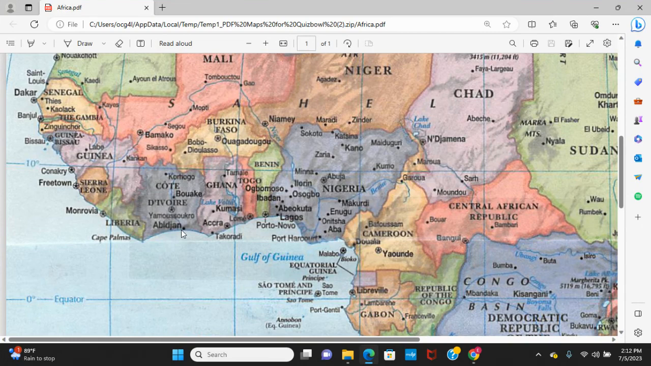By the way, these maps date from 2012. I got them out of the 2012 World Almanac, and so therefore there are going to be particular parts, especially when we get over here to Sudan, that are going to be somewhat outdated.